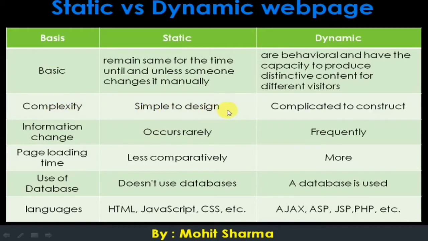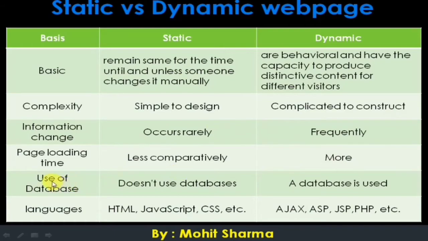Complexity: static pages are simple to design, and there we need not much knowledge of languages. Dynamic pages are complicated to construct, and there we need knowledge of high level languages. Information change: in static pages it occurs rarely, the contents change very rarely. In dynamic pages it changes frequently, sometimes a number of times in a day. Page loading time: it is comparatively less for static pages, and for dynamic pages it is much more. It takes more time because it needs to be refreshed every time a user opens a page.